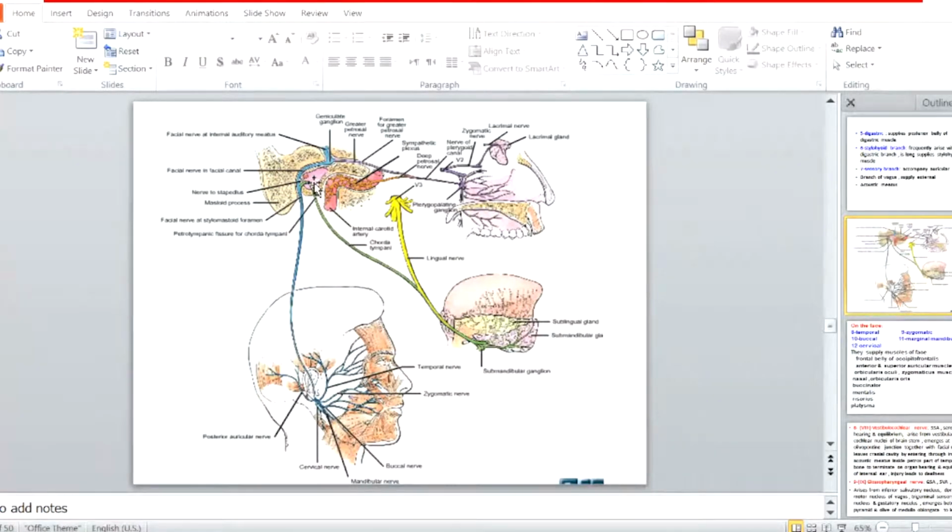If the left side is paralyzed, the angle of the mouth is pulled to the right side, because there are no opposing muscles to keep it in position.